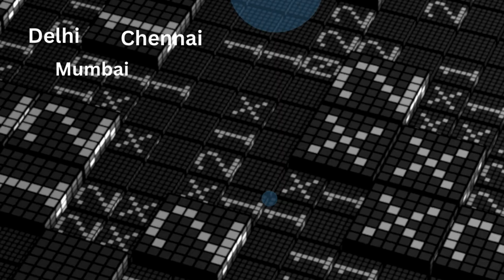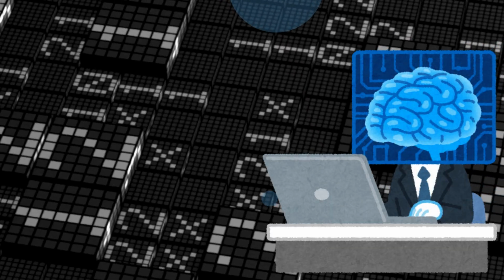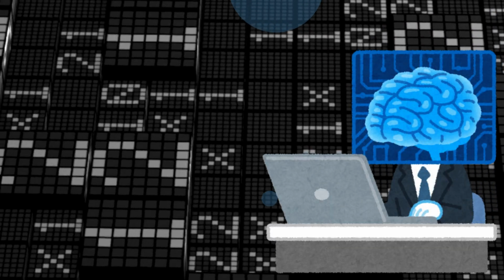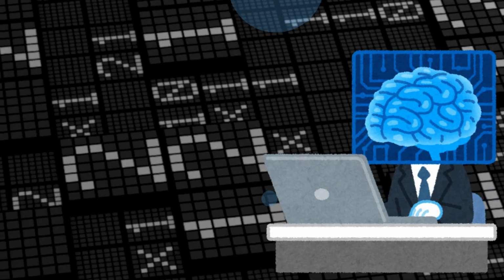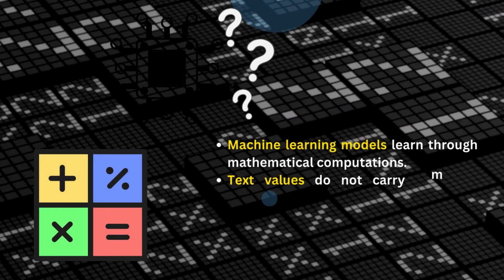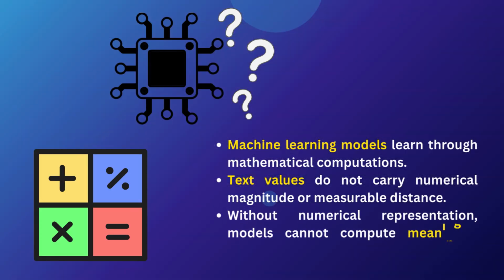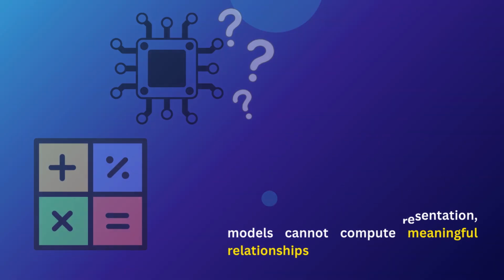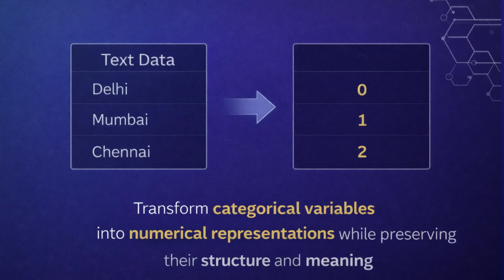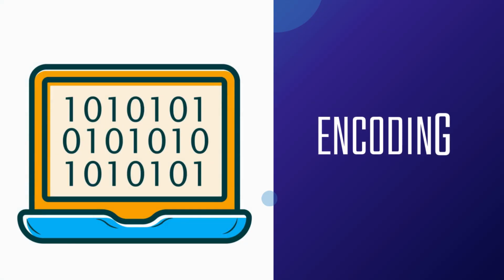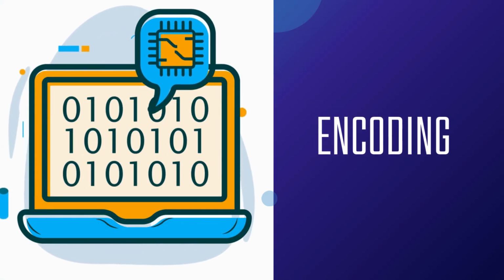Machine learning models learn by minimizing mathematical error functions using numerical computations. Since text values do not inherit numerical magnitude or mathematical meaning, they cannot be processed directly. Therefore, we must convert categorical variables into a numerical representation in a way that preserves their structure and meaning. This process is known as encoding.